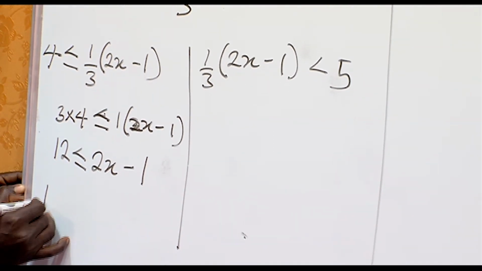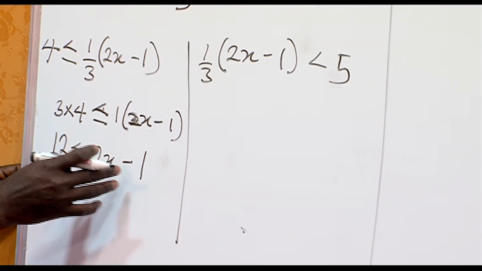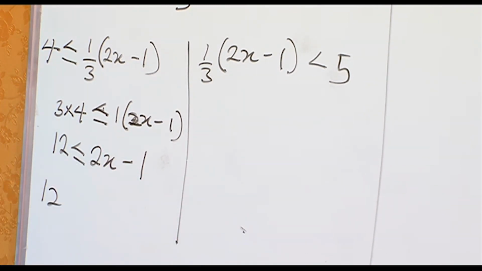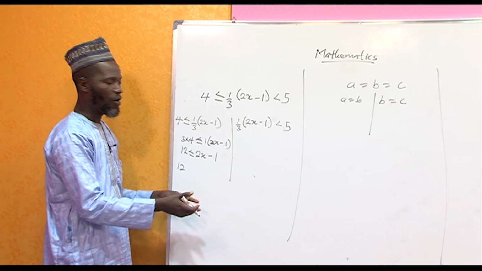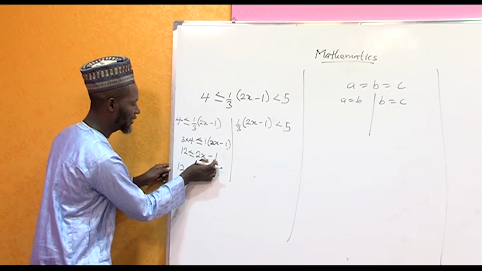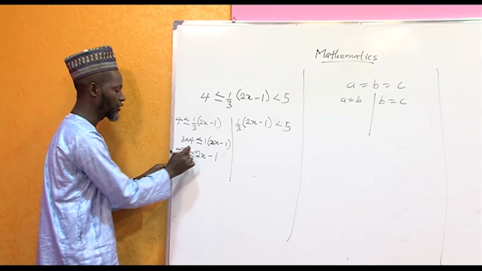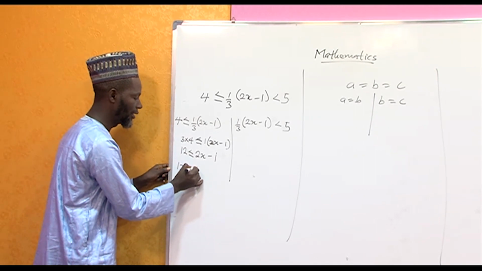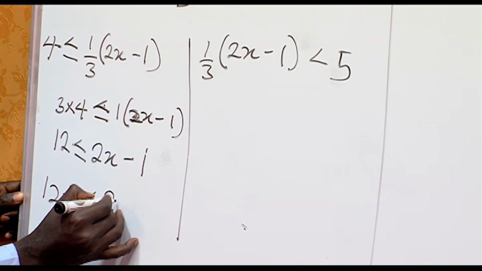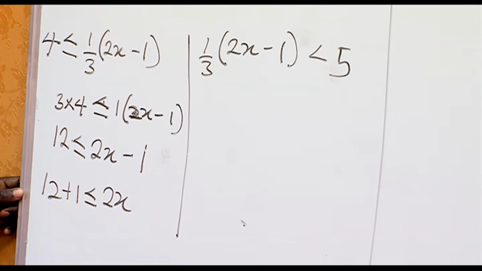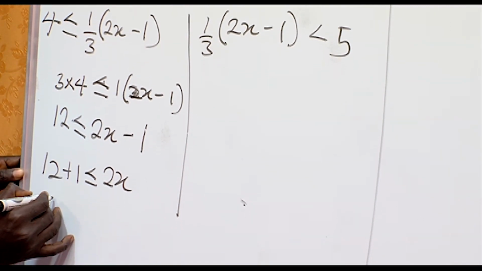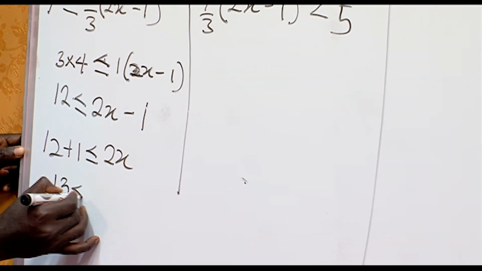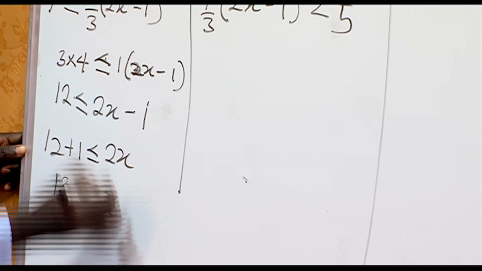So we have 12. We can say add 1 to both sides. Or let's take this one to the other side. It's minus here and it becomes plus 1, less than or equal to 2x. So this will give us 13 less than or equal to 2x.